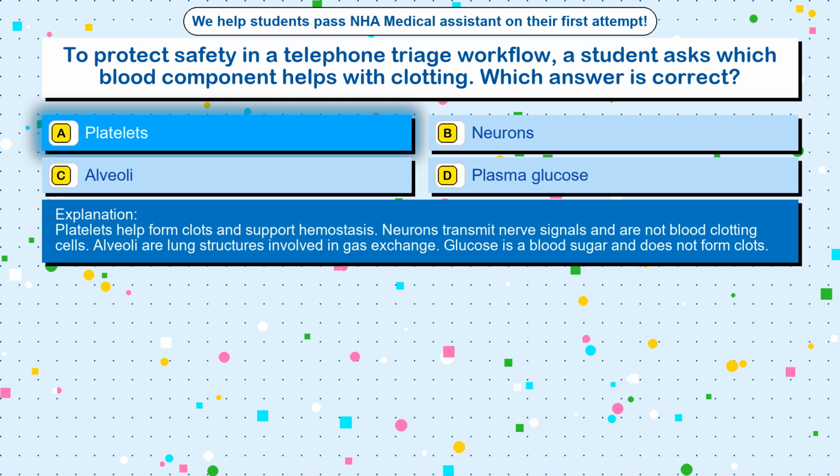Platelets help form clots and support hemostasis. Neurons transmit nerve signals and are not blood clotting cells. Alveoli are lung structures involved in gas exchange. Glucose is a blood sugar and does not form clots.